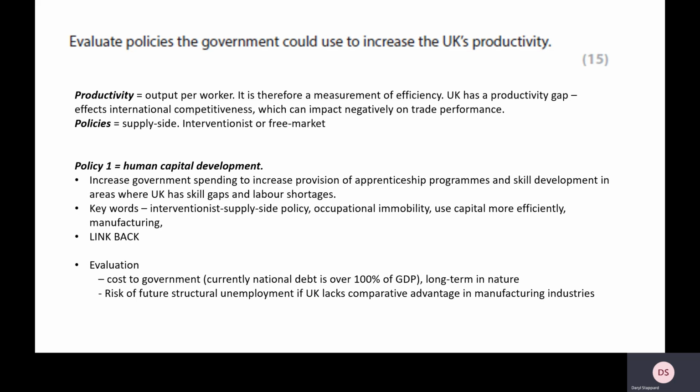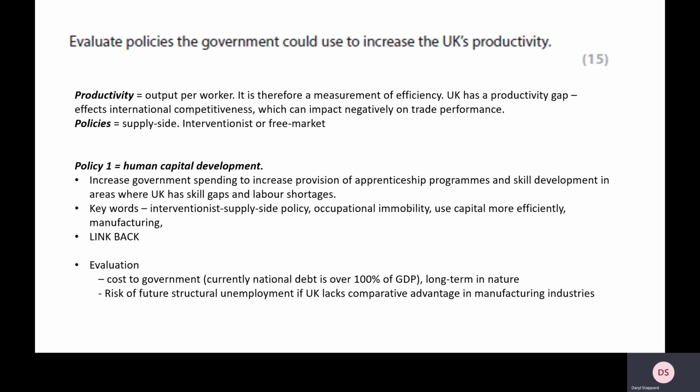Hi everybody, and welcome to an online session which will talk you through how to answer a 15-mark exam question. You can hopefully see this question, which is: evaluate policies the government could use to increase the UK's productivity. Now, when it asks for policies, it clearly needs more than one.